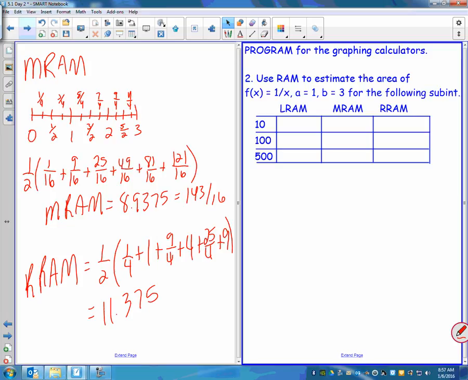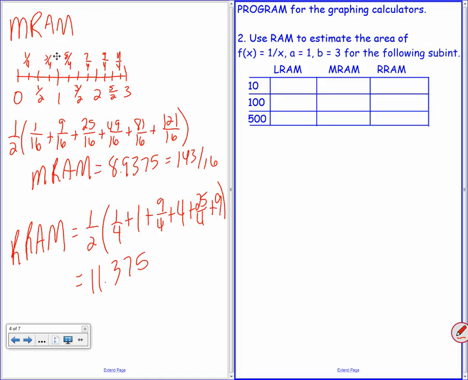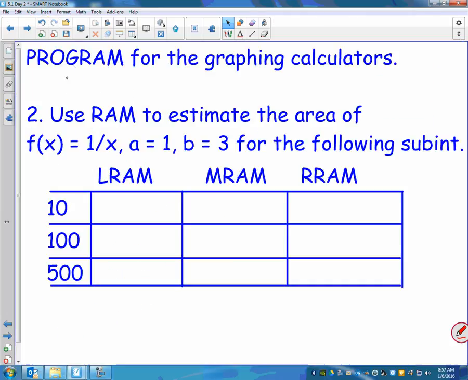Looking at the last slide there on the note, it says, use RAM to estimate the area of this function for the following subintervals, 10, 100, and 500. The idea is, if you can get them to be close to the same numbers, we're not approximating anymore. We can say, it looks like the actual area under that curve is this number. And so sometimes you don't even need to go to 500. When you do 100, it's already so close to the same value. So here's what we're going to do.